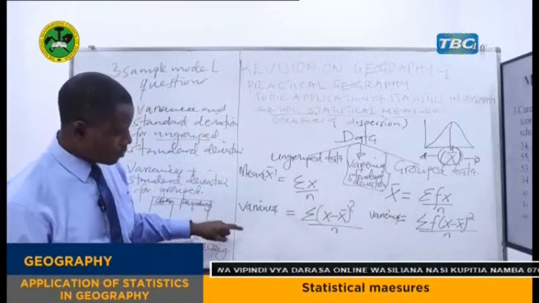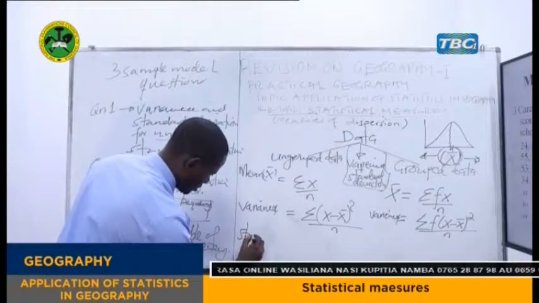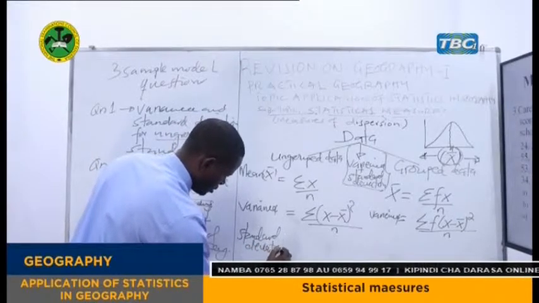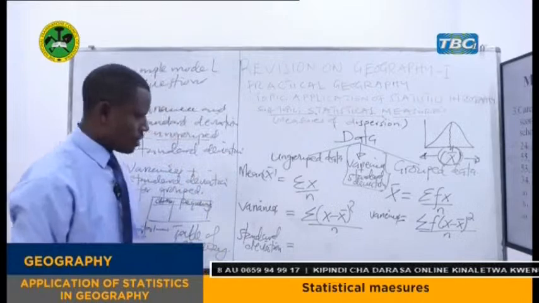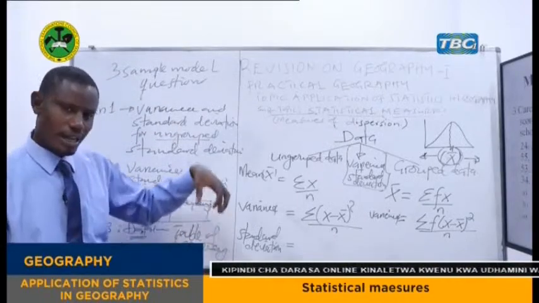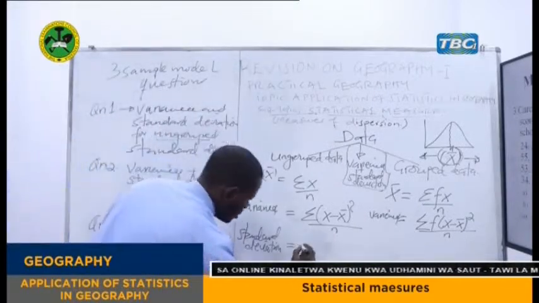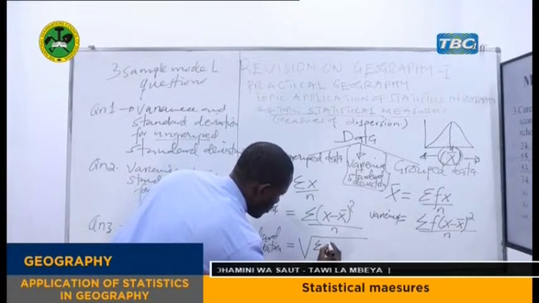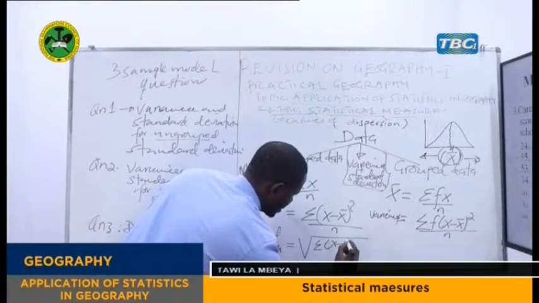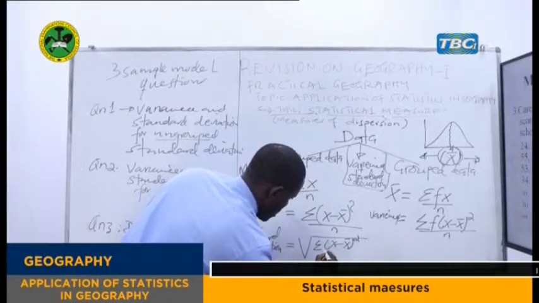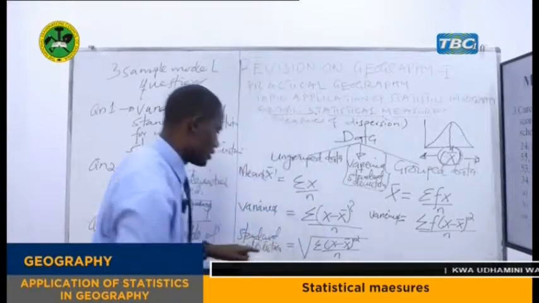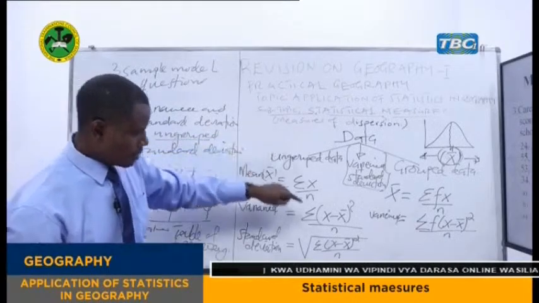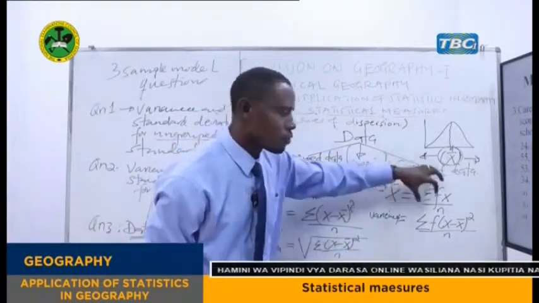But again, when you go for the standard deviation, it is nothing else but the square root of the variance. So if you take the square root of the variance, that is the summation of x minus x bar squared, divided by n, we get the standard deviation for ungrouped data. But then we find the standard deviation for grouped data.